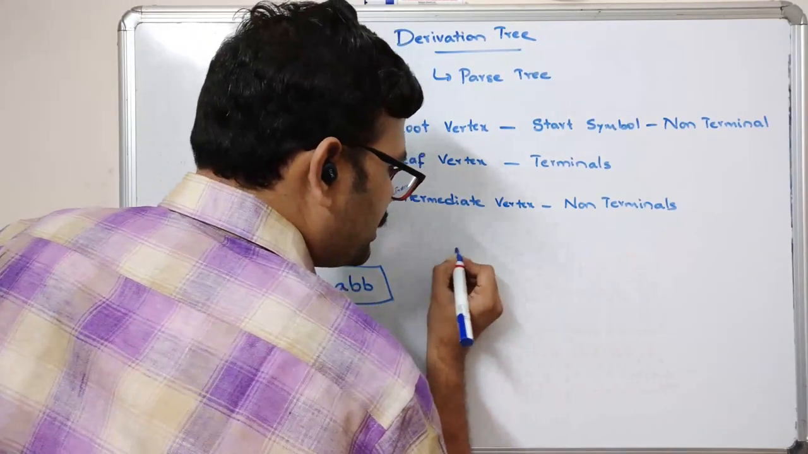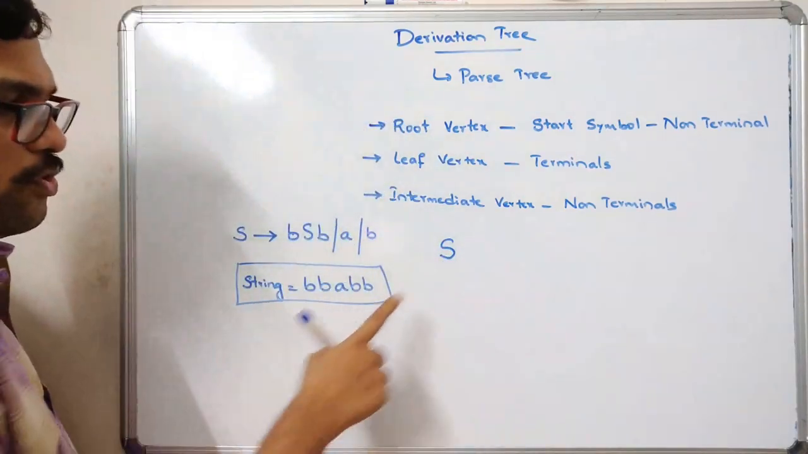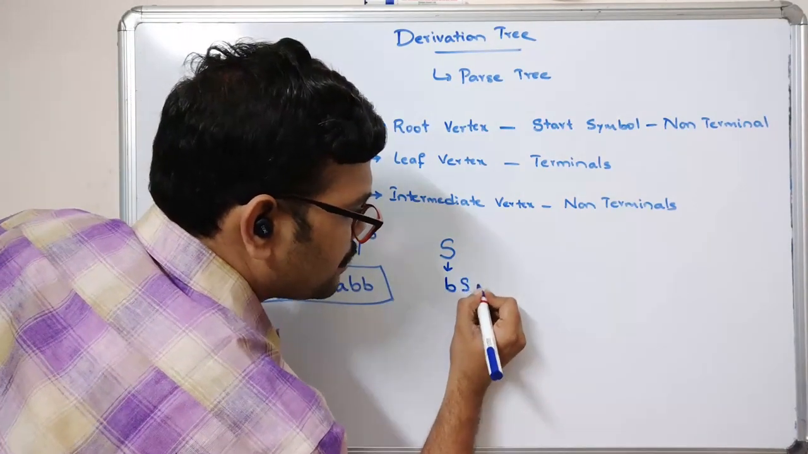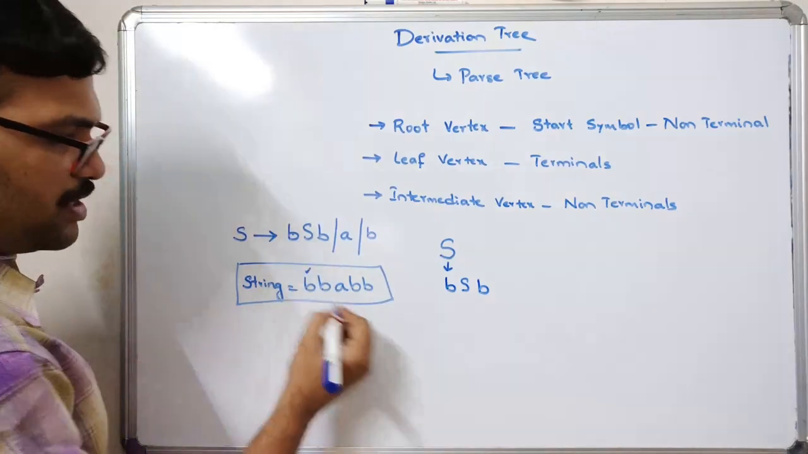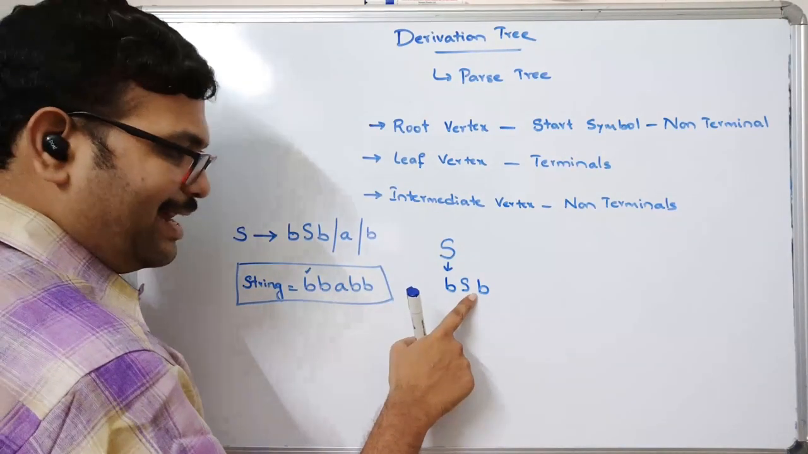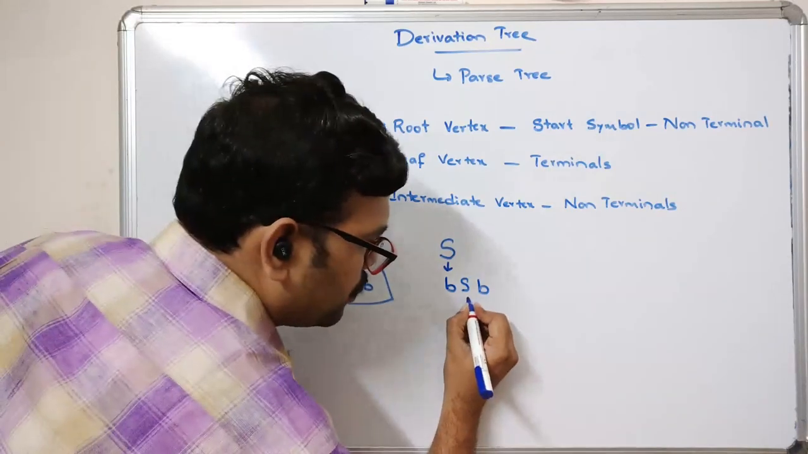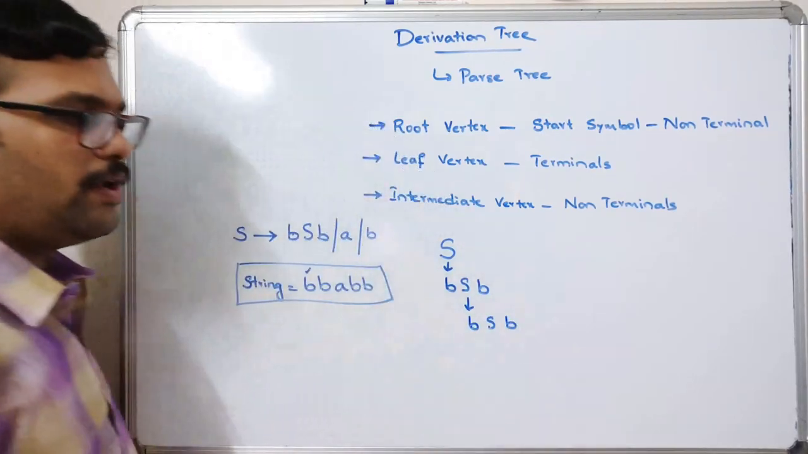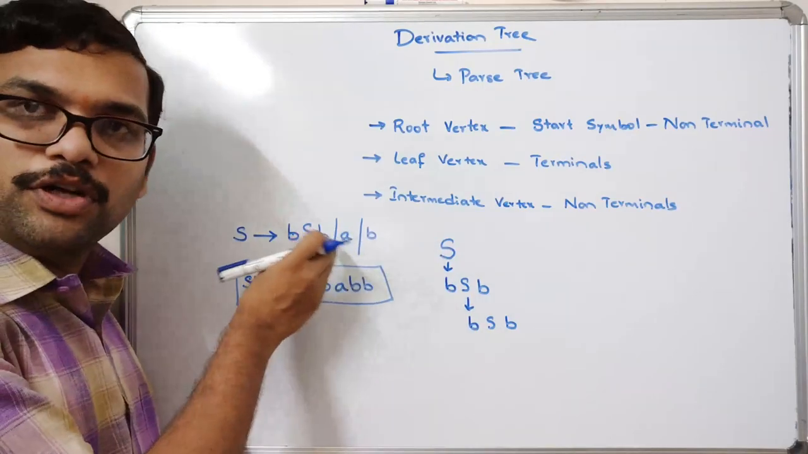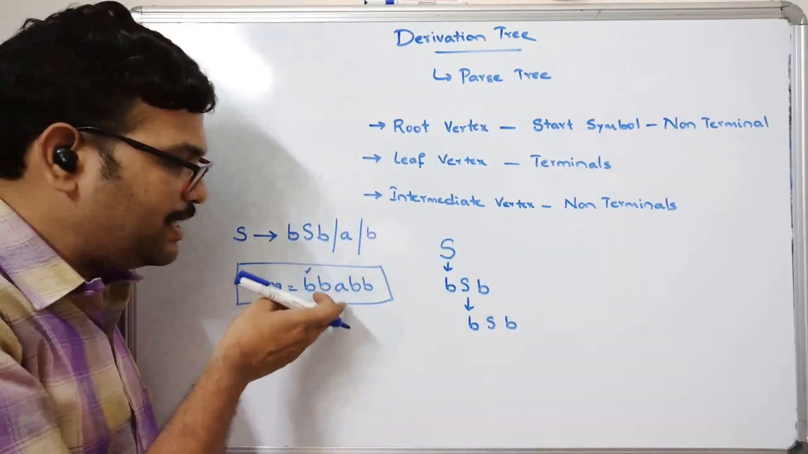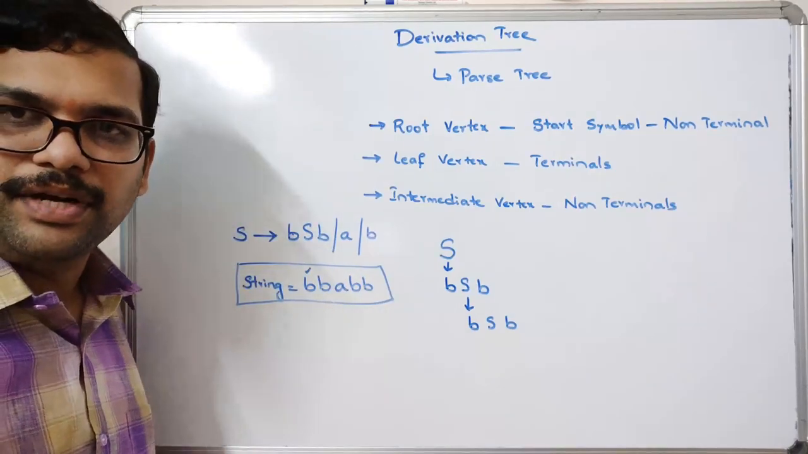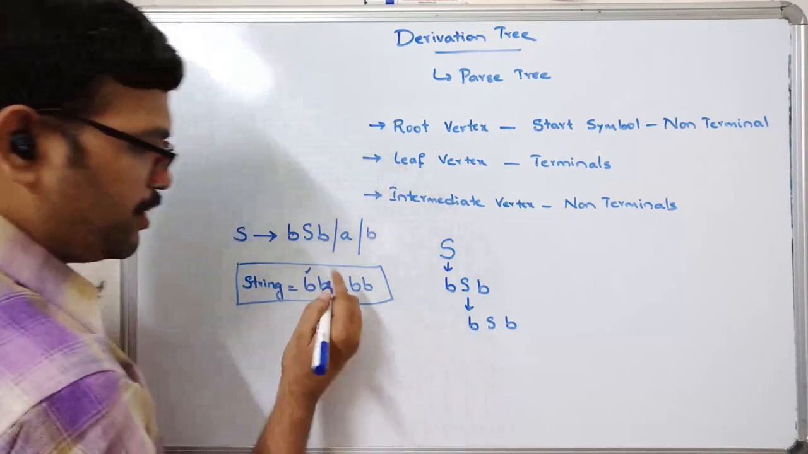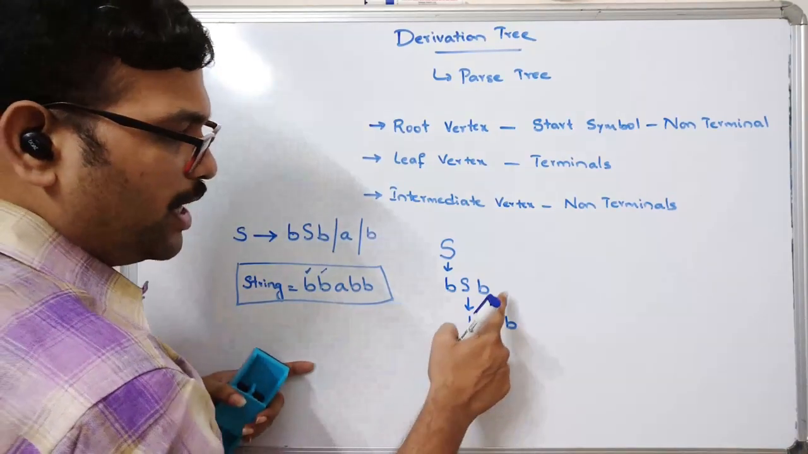So let us start with the start symbol S. In S, we can substitute bSb. So the first b was done. And again, S can be substituted with bSb. So once again, I will go with bSb. From the start symbol, we are just substituting the production rules and deriving the string, because this string is accepted by this particular context-free grammar. So you can observe here b, b, and this one also achieved b, b, and at the end we have achieved b, b.